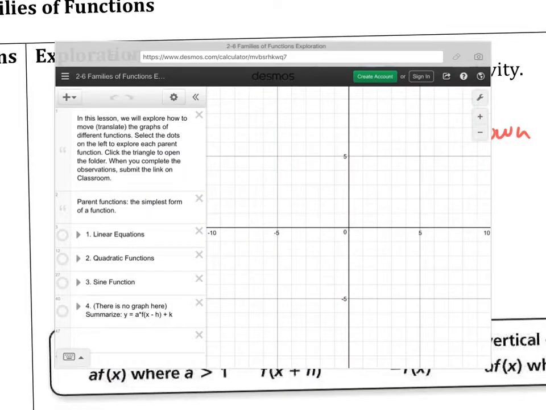functions. Now on the next page, what you're going to do is go to airmath.net, and what we're going to do is play around a little bit with different functions. So read along here. In this lesson, we're going to explore how to move or translate or compress, which we call transform, the graphs of different functions. So we're going to select these dots in Desmos. So I'm at desmos.com, and you can get that link from airmath.net. And we're going to click this triangle right here to open to see what happens here. So let's see what happens with each one of these.